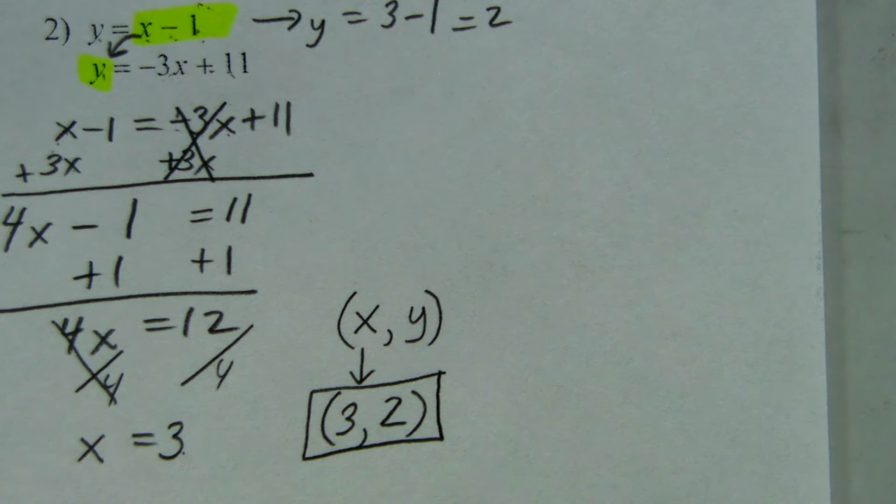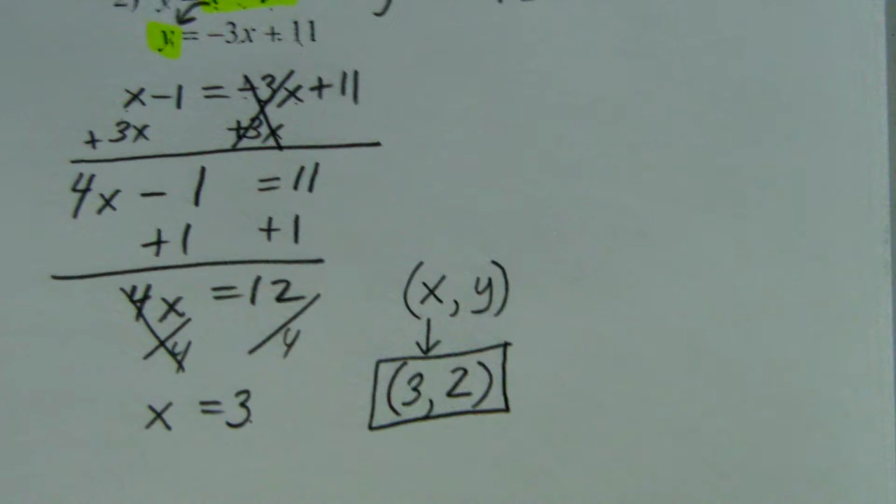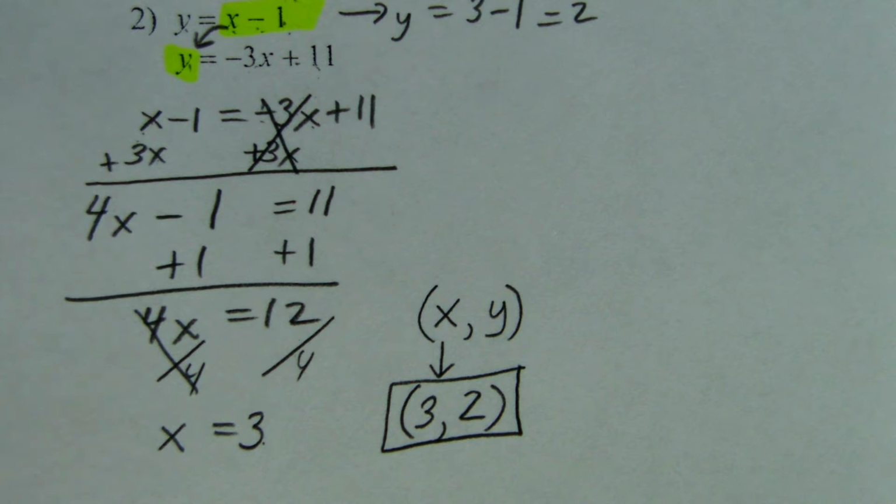So when we're solving a system of equations, you have to have an x and a y coordinate. They're the points where the lines cross. All right, so now we're going to switch gears and look at a couple of problems where one of them is in slope-intercept form and the other one is not.